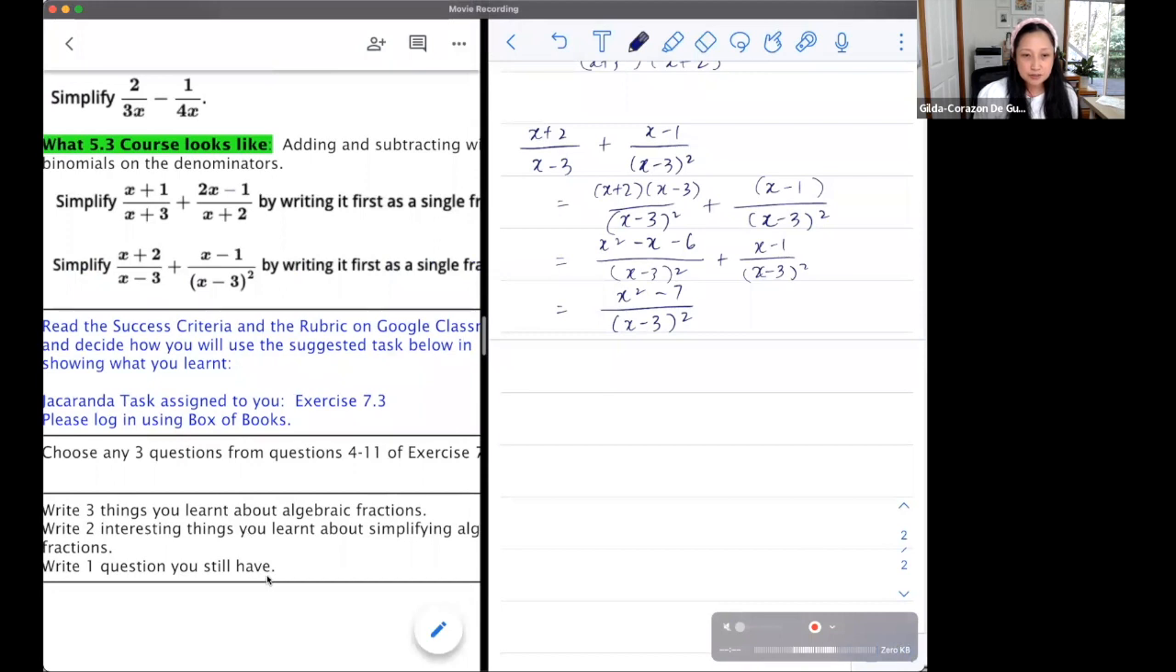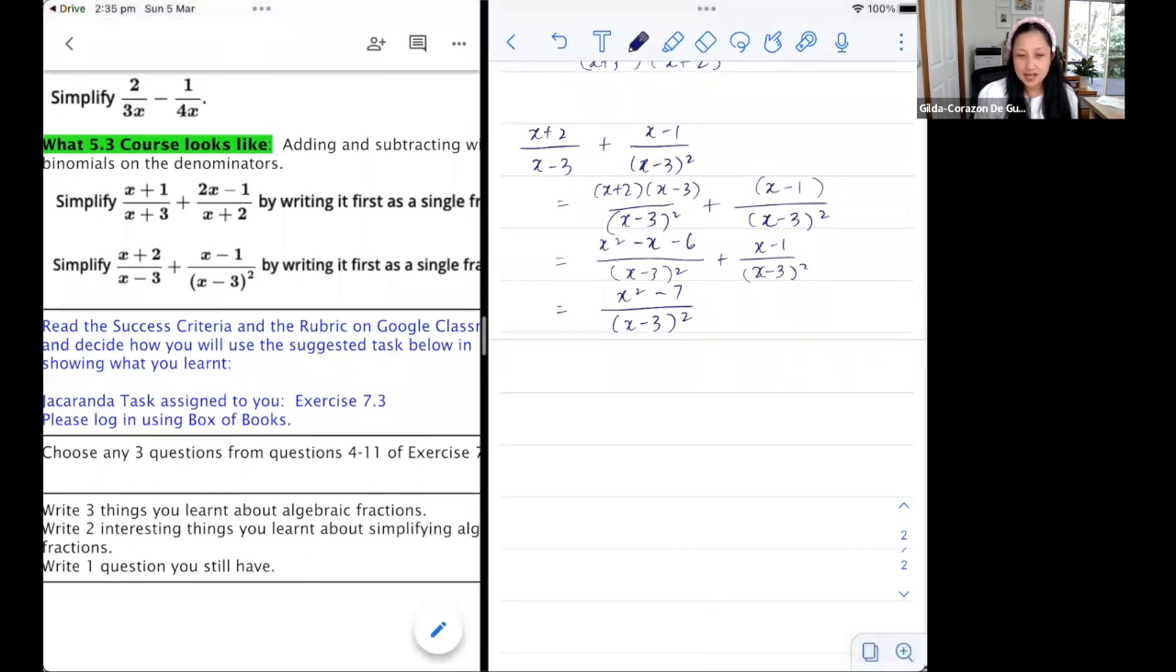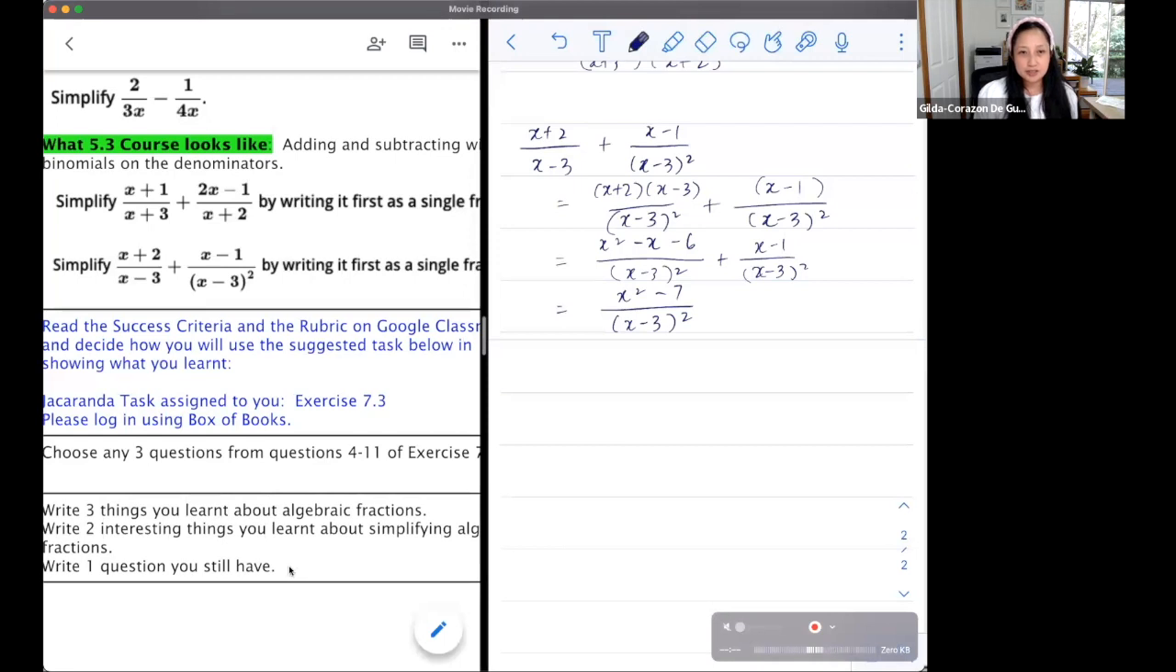And don't forget to write your exit ticket for today. Write 3 things you learned about algebraic fractions, 2 interesting things you learned about simplifying algebraic fractions. What did you learn about adding and subtracting fractions, right? And then 1 question that you still have.